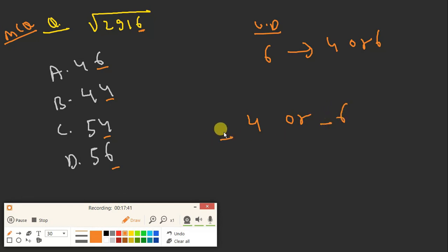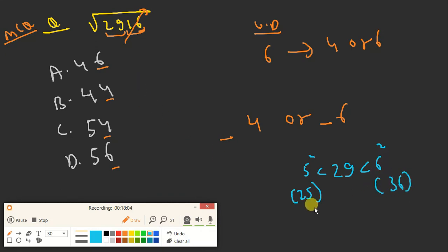Now you are supposed to find the first digit of the number. For the first digit, you will make pairs of 2 and ignore the last pair, and now you will focus on 29. This 29 is coming between 5 square, 25, and 6 square, 36, right? Is it clear? It is between 25 and 36.